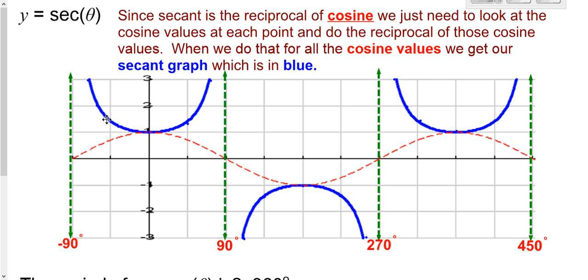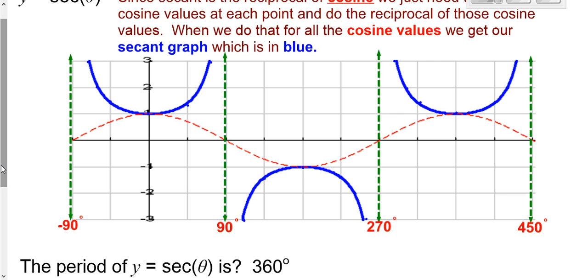The secant graph is only the blue. It technically does not include the asymptotes, and it definitely does not include the cosine we started out with, but we use that to help us see what to get. Now, when we're looking at this, our period is 360. We know the period of cosine was 360, and all we did was take the reciprocal, so our reciprocal function will also have a period of 360. A full horseshoe up and a full horseshoe down is one full period, and then it starts over again. So we're going from 90 degrees to the left to 270 to the right. 90 and 270 is 360.